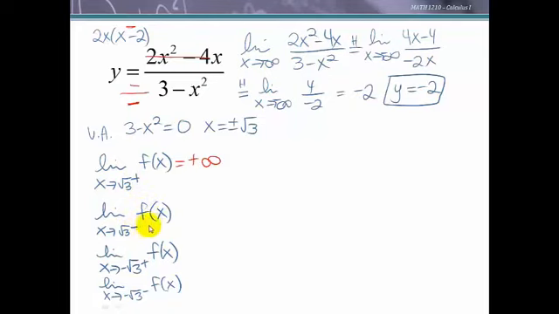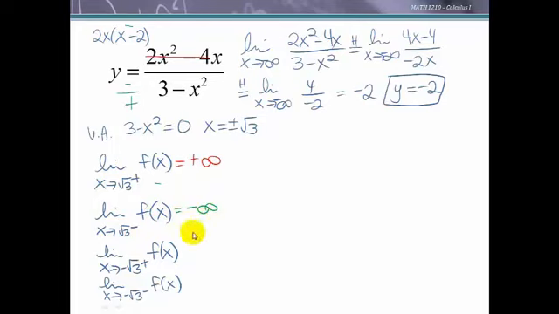Now let's approach from the left-hand side. So we have something slightly smaller than the square root of 3. When I square it, it will be slightly smaller than 3. 3 minus something a little smaller than 3 will be positive. Something slightly smaller than the square root of 3 here will be positive. Slightly smaller than the square root of 3 here, by the time I subtract 2, will be negative. So positive times negative will be negative. A negative divided by a positive tells me that the limit as x approaches the square root of 3 from the left-hand side will be negative infinity.